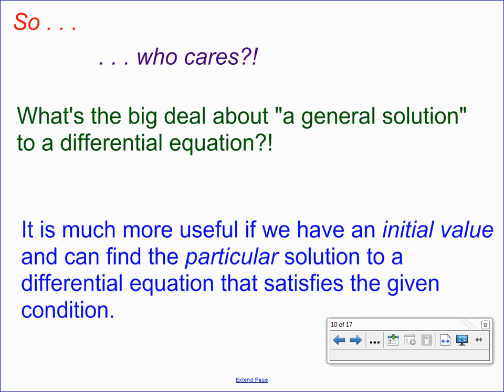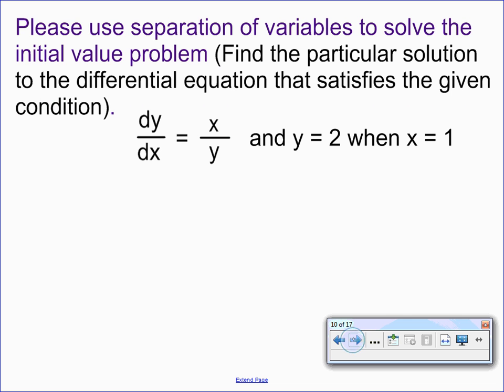Then we can use it to do stuff like make predictions. Or if it were a mathematical model, right, we could then make inferences using that, solve equations, answer questions that are asked about real life quantities, stuff like that. And so it's much more useful if we have an initial value and can find the particular solution to a differential equation that satisfies the given condition. So let's try some of those. Let's use separation of variables to solve the initial value problem. That just means find the particular solution to the differential equation that satisfies the given condition.